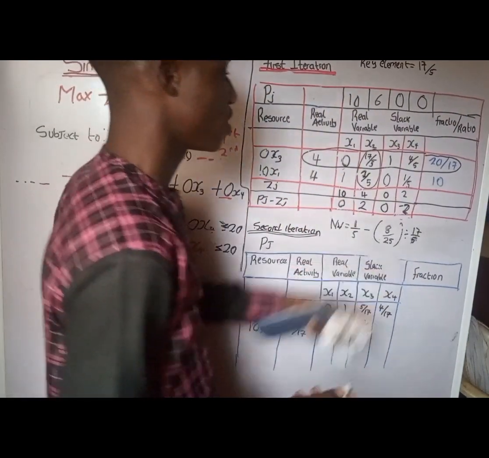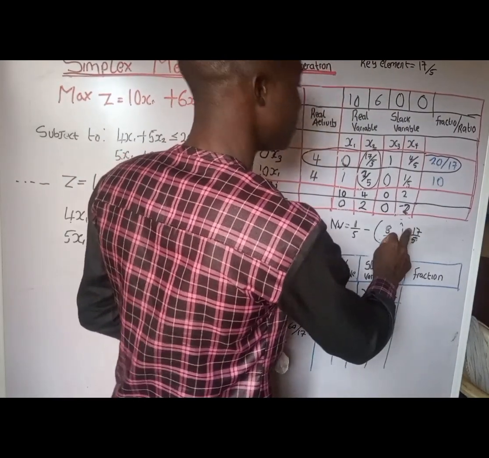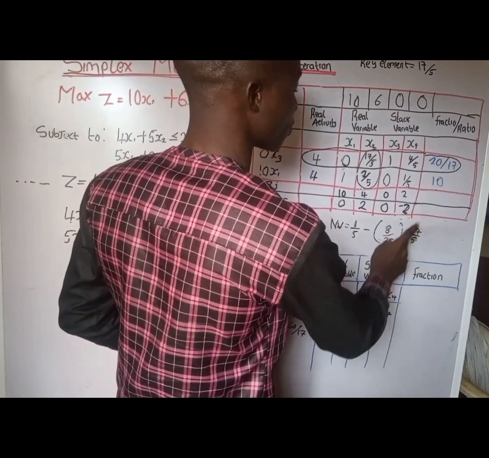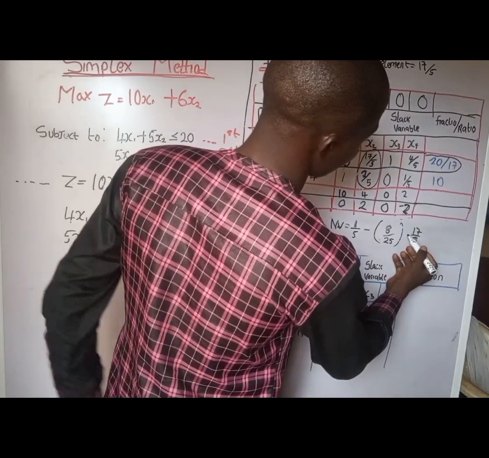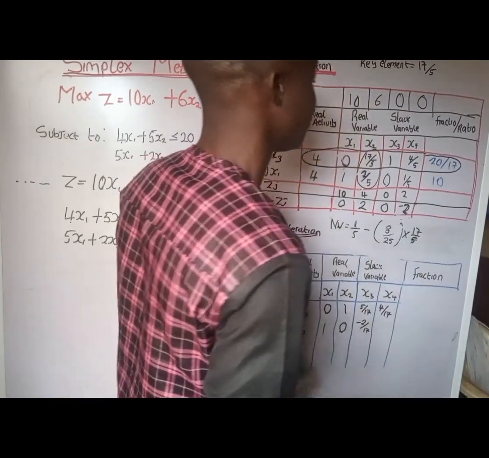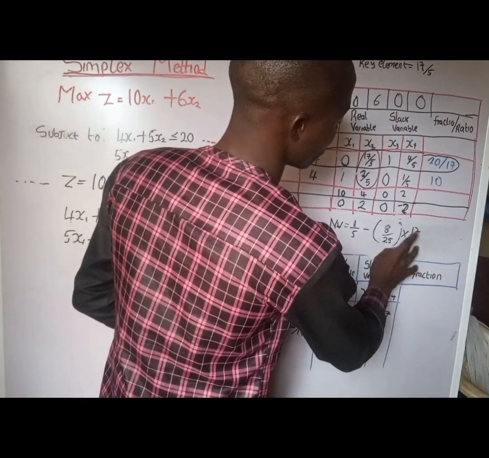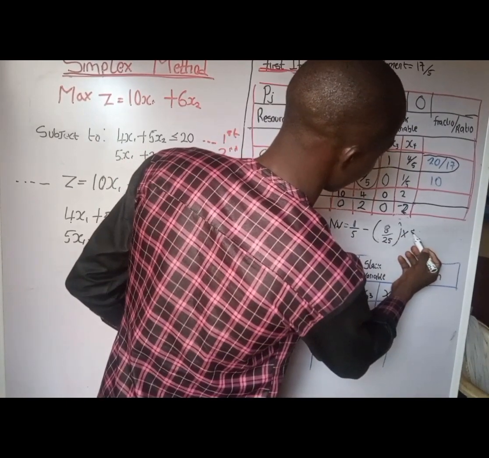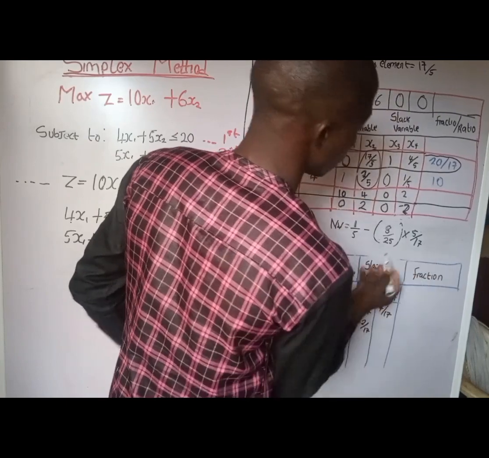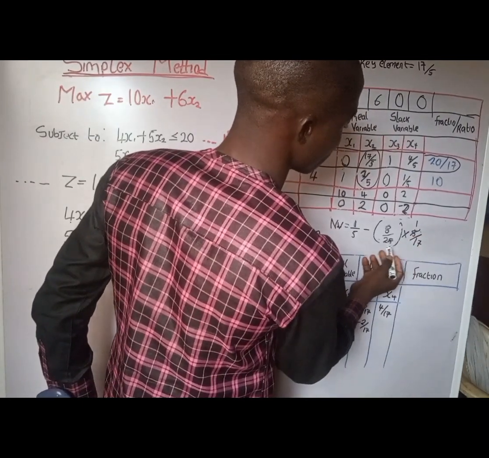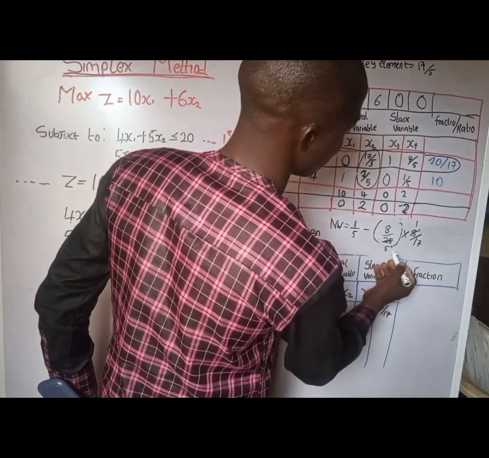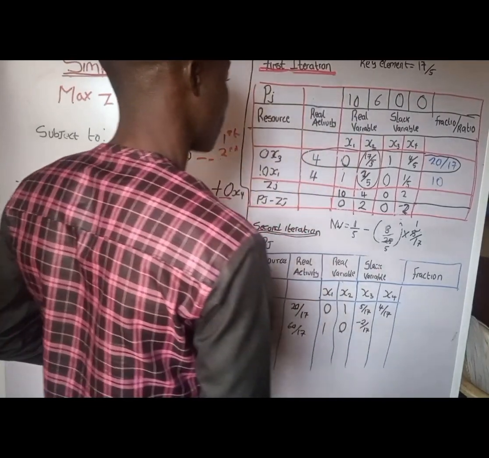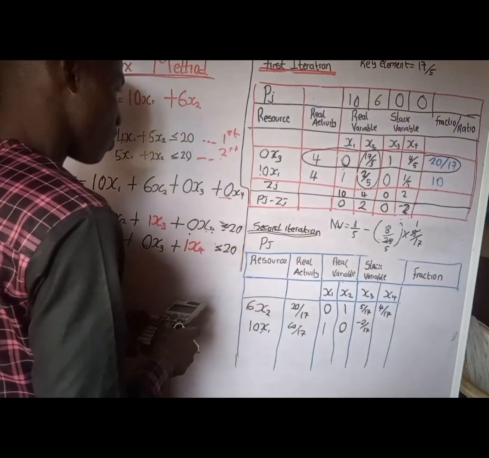If this division sign is changed to multiplication, I'm going to be having 8/25 multiplied by the reciprocal, which is 5/17. So 5 in 25 and the 5 here, that will give me 5. At the end of the day, I'm going to be having 8 multiplied by 1. 8 multiplied by 1 is 8.